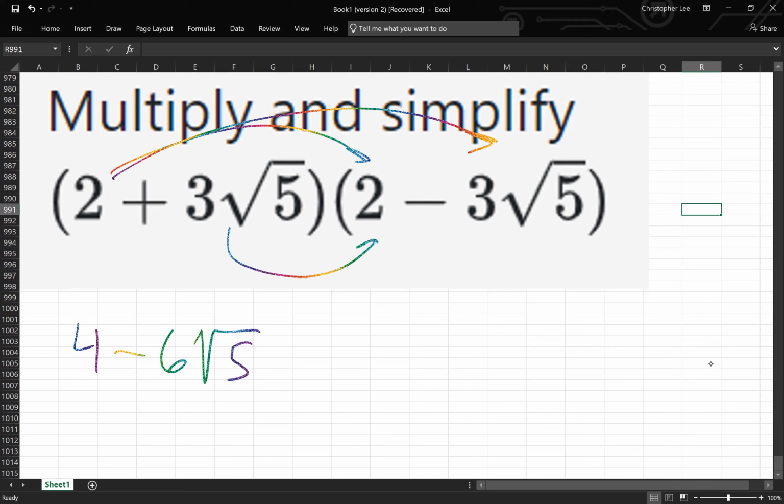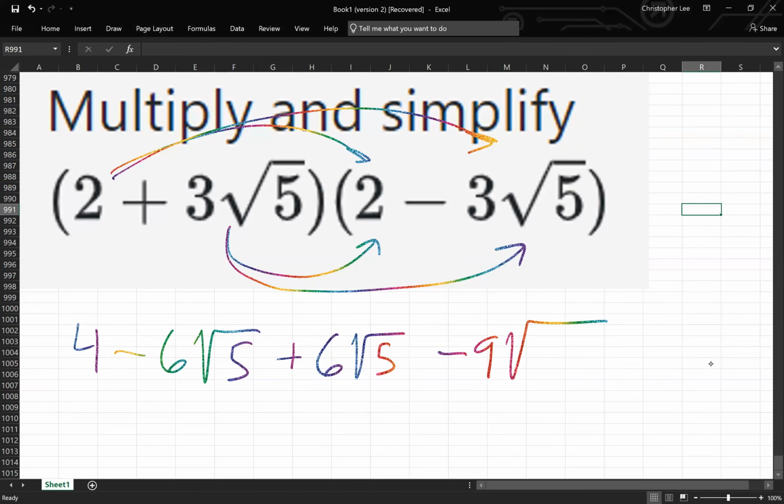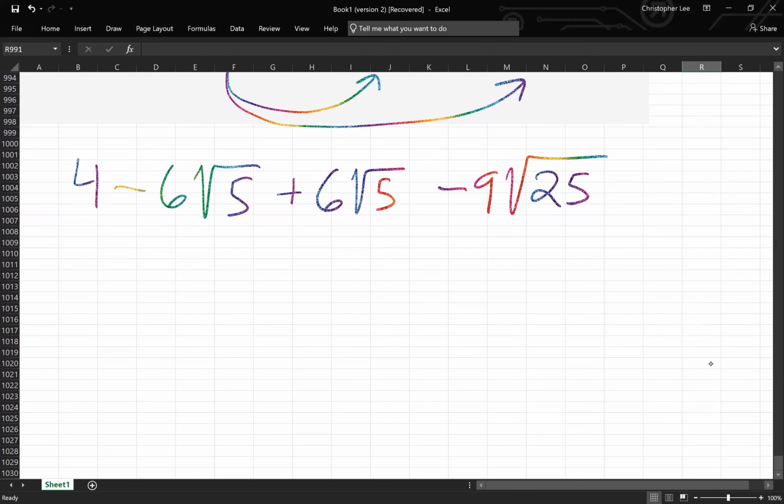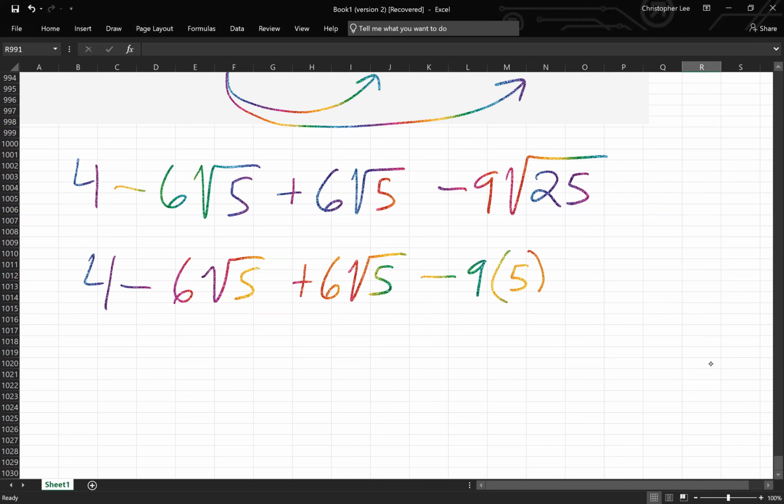Then we have 3 square root 5 times 2, which is what? All right, so plus 6 square root 5, very good. And then last one? Negative 9 square root what? Not 5. 25. Now we're talking, 5 times 5, 25. All right, let's simplify this down. This becomes 4 minus 6 square root 5 plus 6 square root 5 minus 9 times, I think, 5.